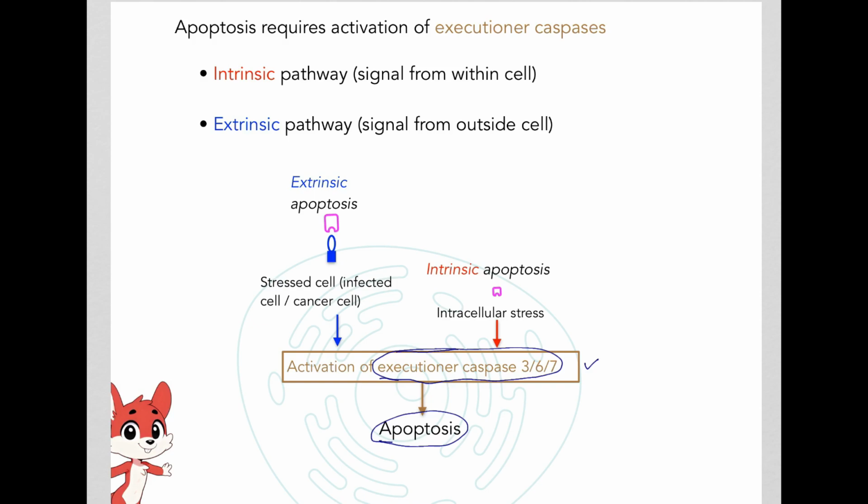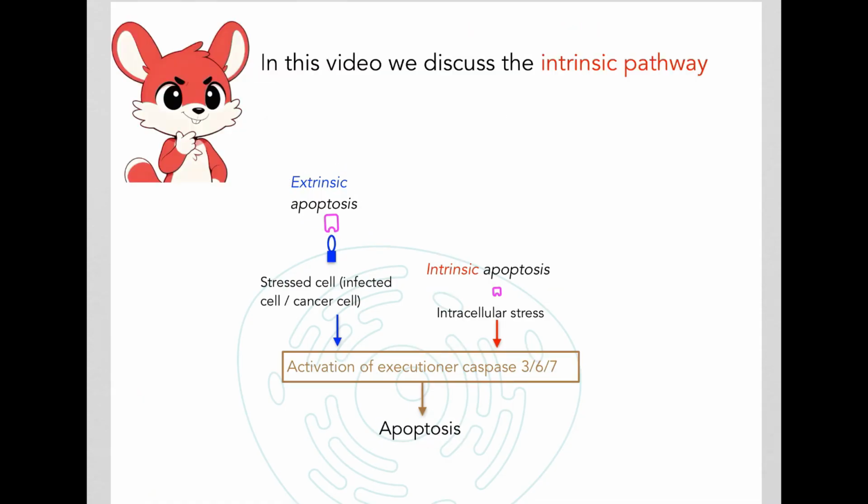The activation of these executioner caspases either occurs through the intrinsic pathway, where the signal comes from within the cell, or through the extrinsic pathway, where the signal comes from outside the cell. In this video, we shall look at how the intrinsic pathway causes the activation of executioner caspases 3, 6, and 7, which later on in a future video we'll see how these caspases go on to carry out apoptosis.